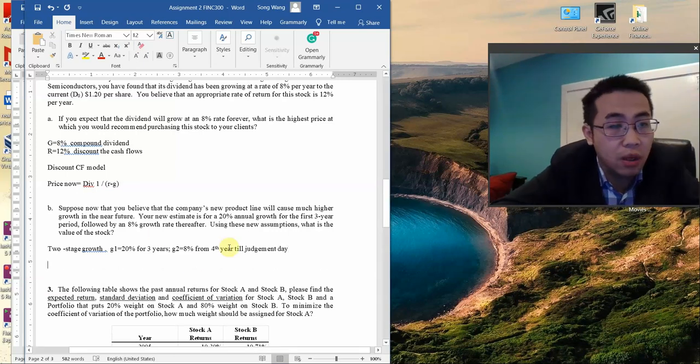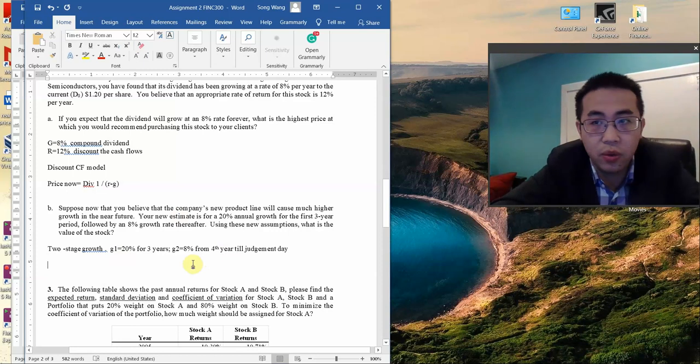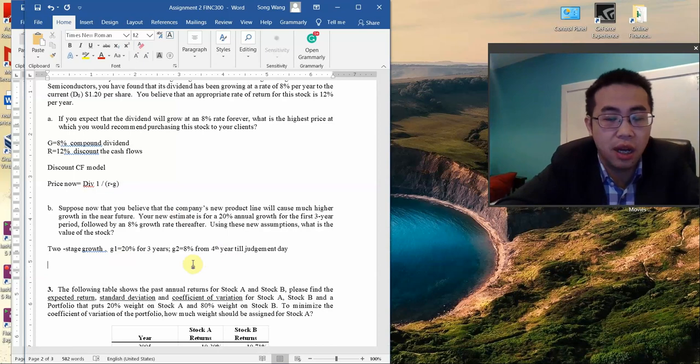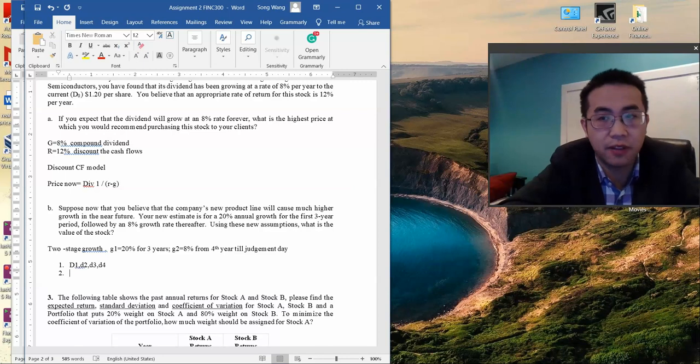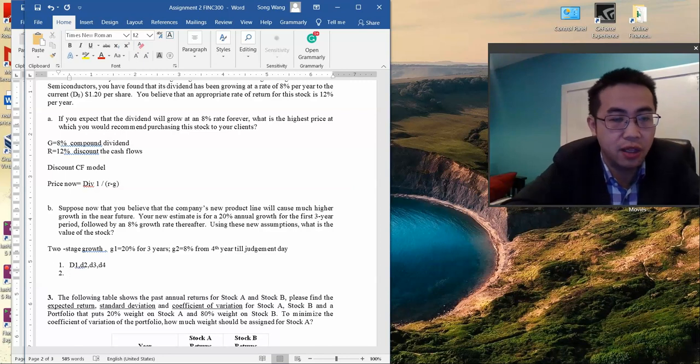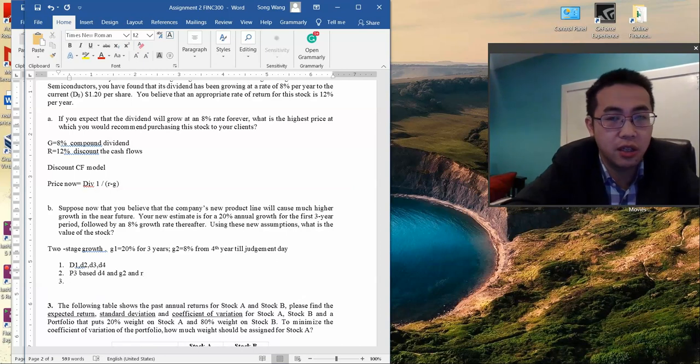All right, so what do we do here? If you look at chapter 9, that tells you exactly the steps you're going to do, and I will not do too much repetition. The first step is to get dividend 1, dividend 2, dividend 3, and dividend 4. So it's always one dividend after the first stage, given that the first stage lasts for 3 years. Then you find price 3 based on dividend 4, the growth rate of stage 2, and the required rate of return. And the third step is to get the net present value based on 3 years of cash flow.